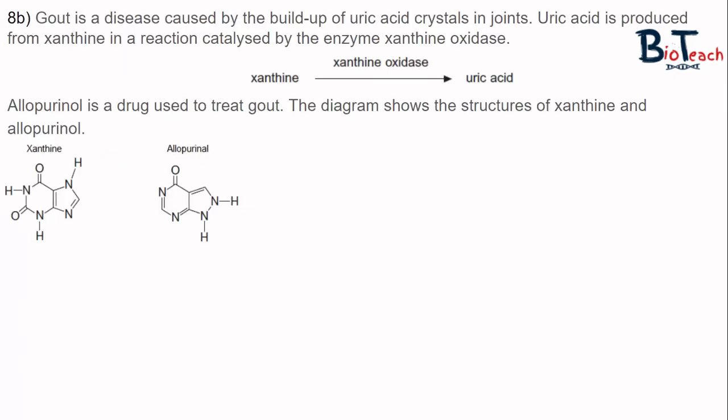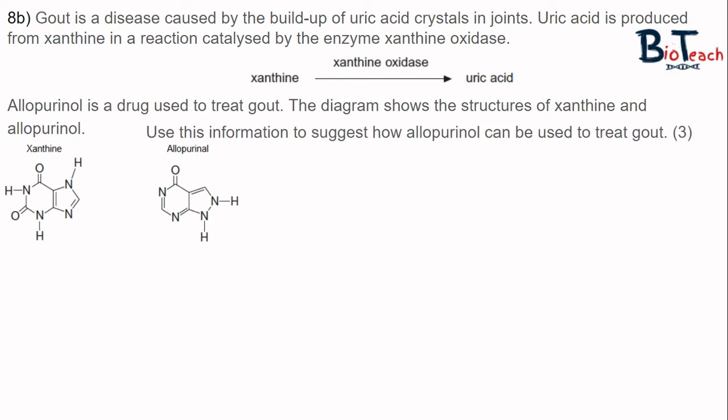Question 8b actually talks about competitive and non-competitive inhibitors. So that's the first thing that you need to be able to recognise as part of this question. It talks about gout being a disease caused by the buildup of uric acid crystals in the joints and how uric acid is produced from xanthine in a reaction that's catalysed by an enzyme known as xanthine oxidase. It talks about a drug called allopurinol, which is a drug that's used to treat gout, and it shows the structures of xanthine and allopurinol.